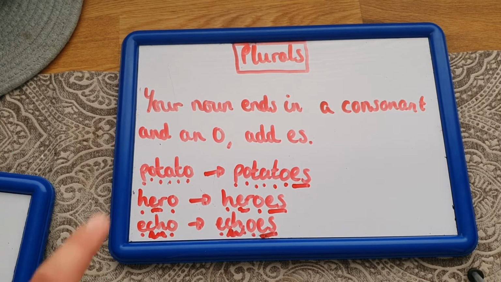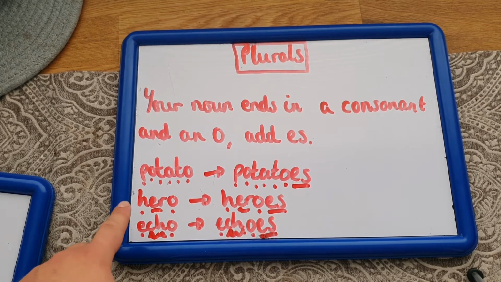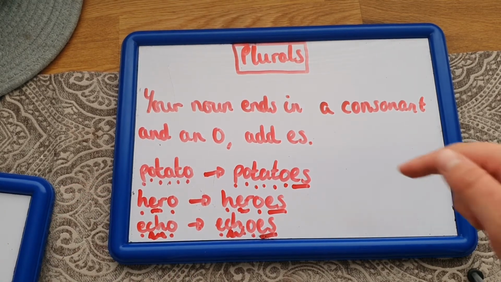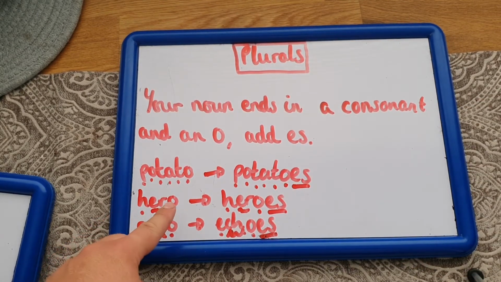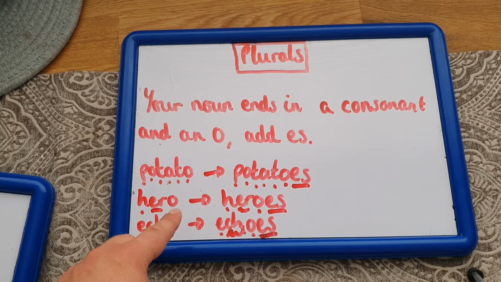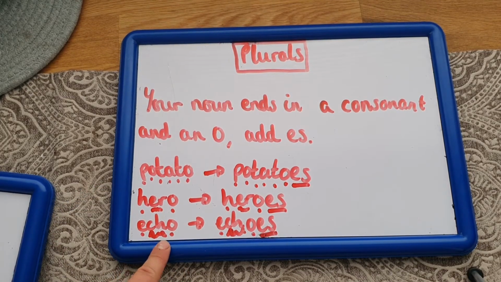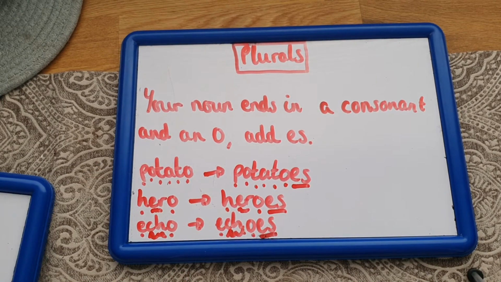So if your noun ends in a consonant and an O, remember that consonant is any letter that's not an A, E, I, O, U, because those are vowels, then all we need to do is add an ES to it again. So this one I've got potato, and all I'm going to do is change it so that it has an ES on the end. And that's the same for hero, which ends in an R and an O, so my consonant and O is going to change to heroes, and echo ends in an H and an O, so again a consonant and an O, and all I'm going to do is add an ES to that one as well.